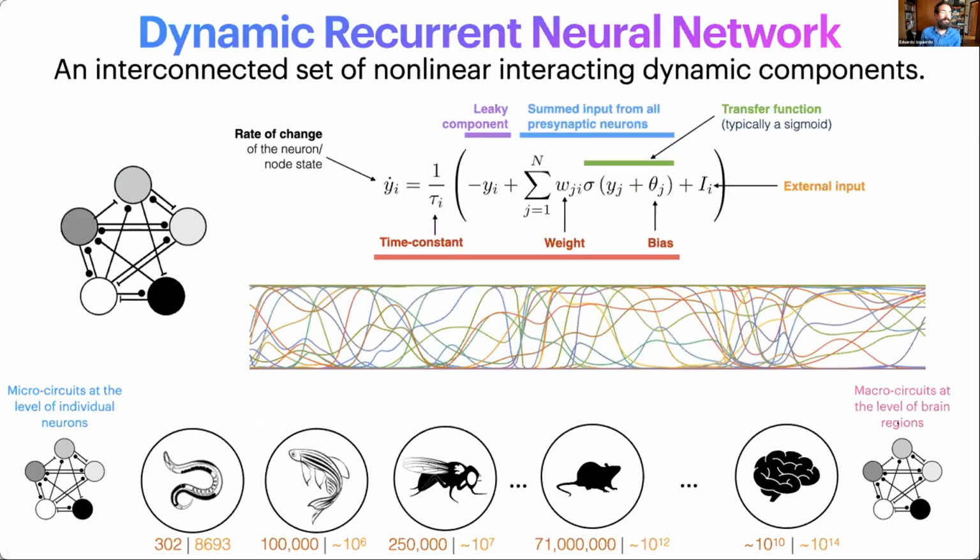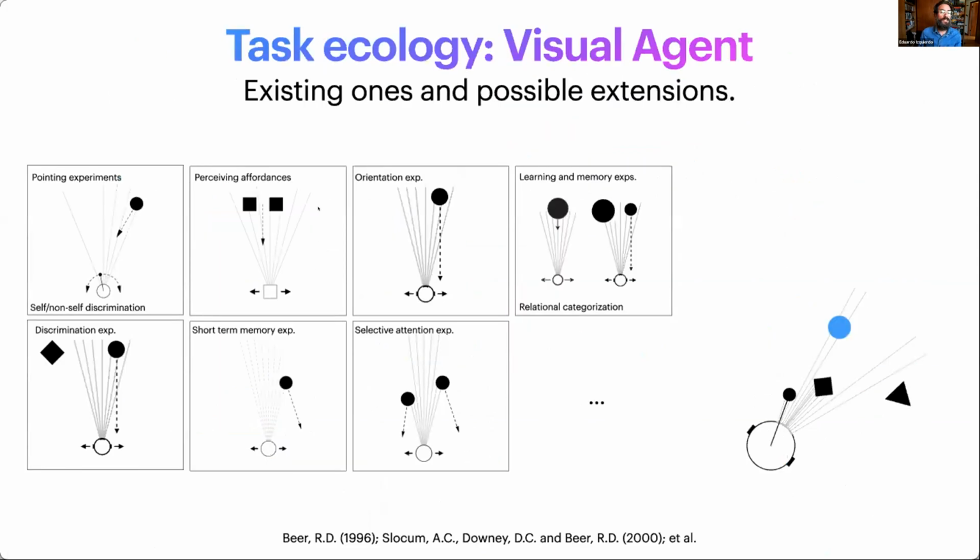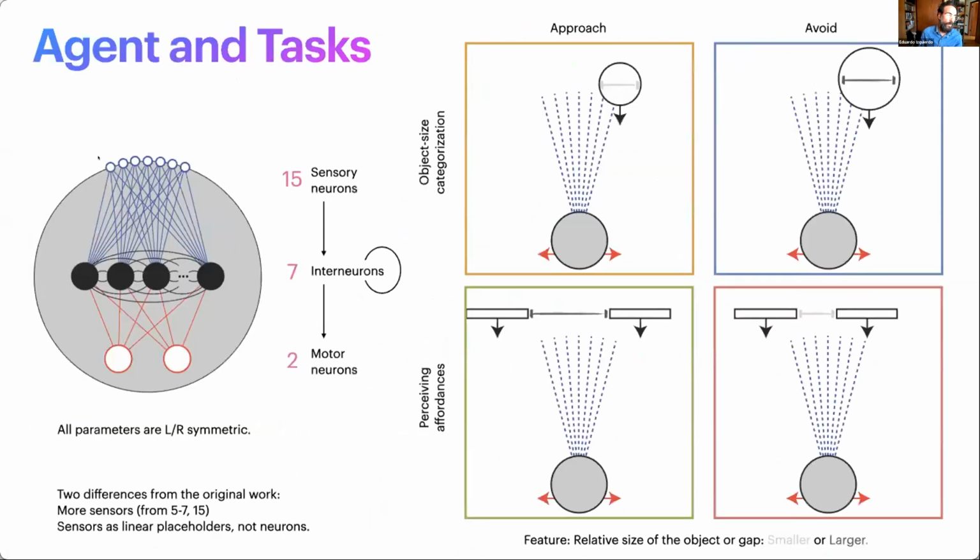We'll be using continuous time recurrent neural networks. I won't go into the detail. And we'll be using agents from Randy Beer's visually guided, minimally cognitive agents. We'll pick two of these tasks, but again, of course, this can be expanded. So more specifically, we'll be using an agent that has 15 sensory neurons, 7 interneurons, and 2 motor neurons. The 7 interneurons are fully interconnected.